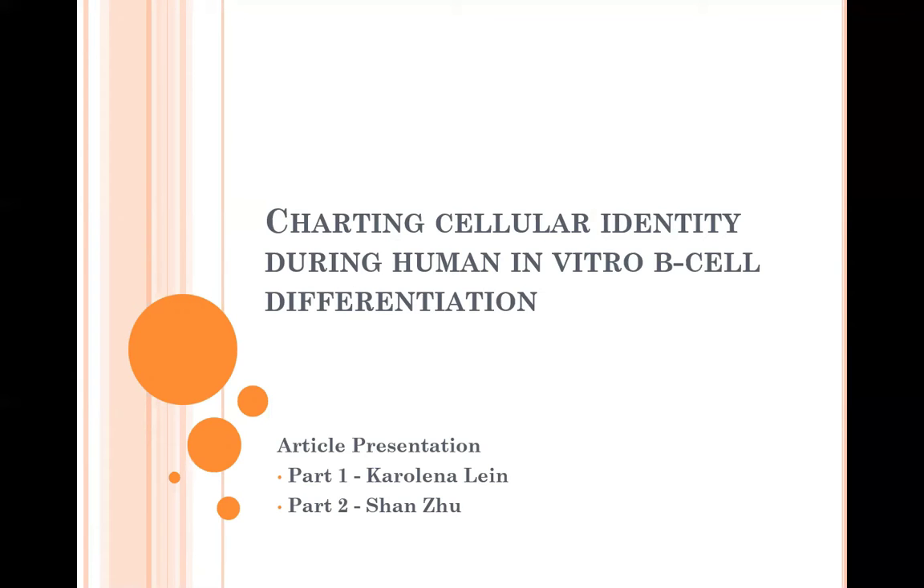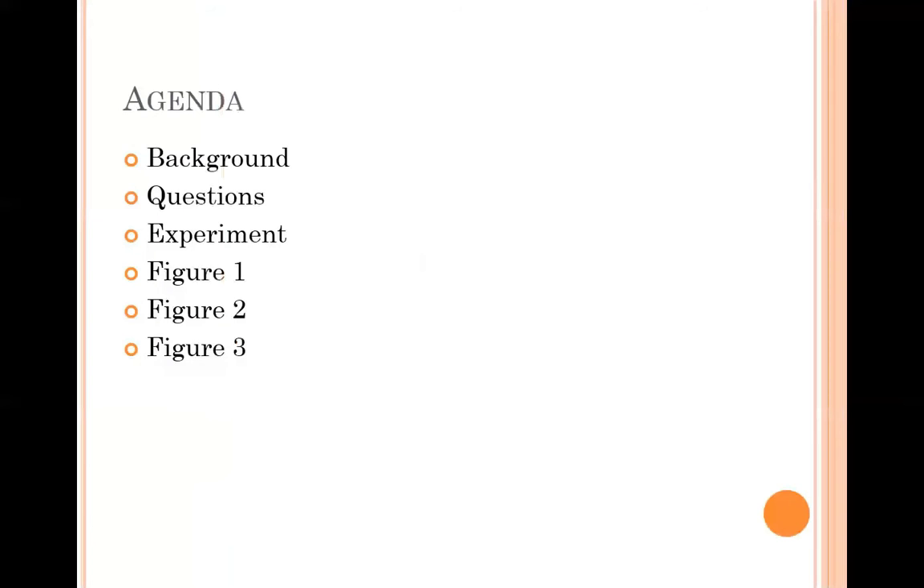Hello, my name is Karolena Lein, and this is part one of the article presentation for Charting Cellular Identity During Human In Vitro Beta Cell Differentiation. Just to begin with, I'm going to go through the agenda.